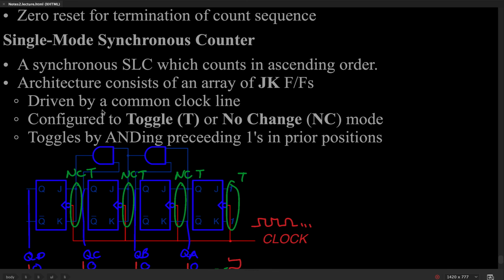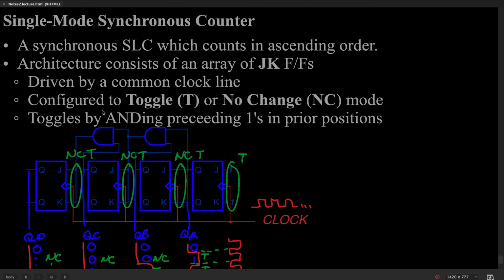A single mode synchronous counter is shown below. It consists of an array of JK flip-flops, and the data in this case is flowing from the right to the left. And it's all driven by a common clock line. So the clocks are entering in this case. Now we are going to use negative edge triggered clocks in this particular case. The flip-flops are configured to be either in the toggle mode, which I indicate with a T, or a no change and toggle mode for these remaining 2. Let's see how this works.